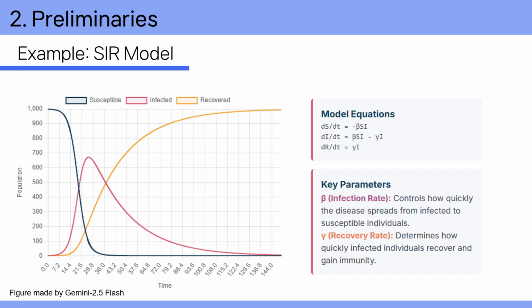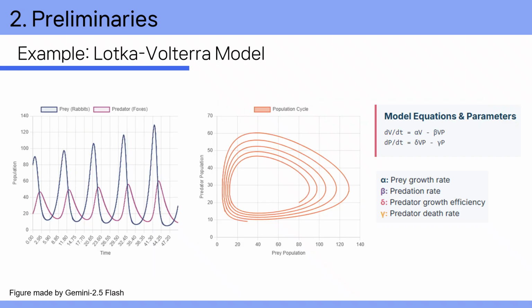Let's look at an example. The SIR model, which describes how an infectious disease spreads. By solving a SIR model, we can predict how the number of susceptible, infected, and recovered individuals change over time. Another simple example is the predator-prey model, which describes the dynamics of two species interacting within a biological system.